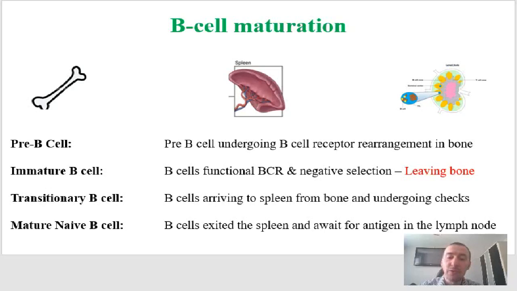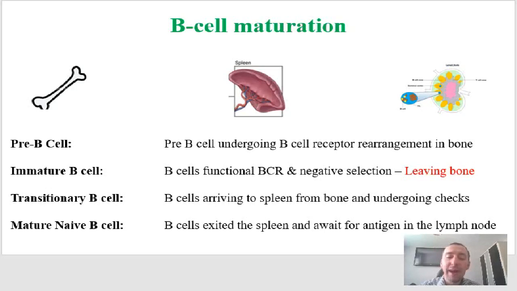And it also needs to go through a series of stages where it tests the new B cell receptor to ensure that it doesn't react to self-antigen. And that stage is called negative selection, which we'll cover in a little bit more detail. But once it goes through that stage of A, checking its B cell receptor works, and B, making sure it doesn't react against self-antigen, at the end of that process, the immature B cell is now ready to leave the bone. Once it leaves the bone, it migrates towards other lymphatic organs such as the spleen or the tonsils.